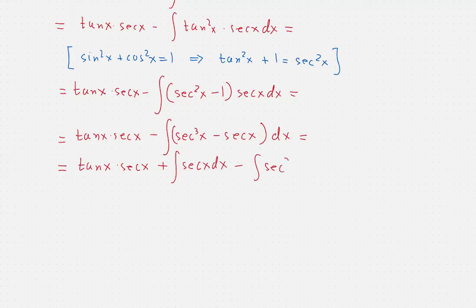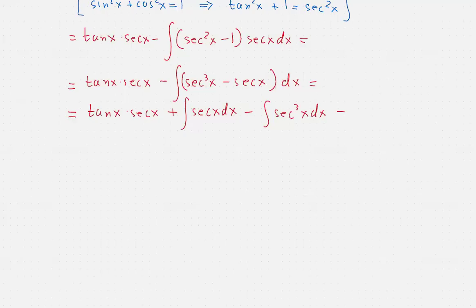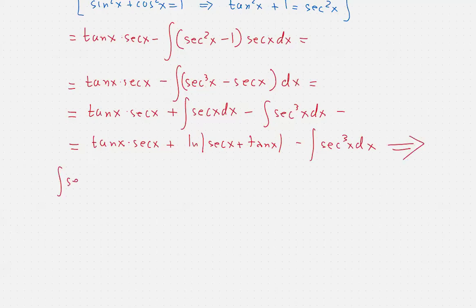And of course, we said that this is ln of absolute value of secant x plus tangent x. And we have minus exactly the integral we started up with. So we're summing up. That's why I'm putting the implication sign. So the integral that we want to find is equal to a function, this function minus itself.